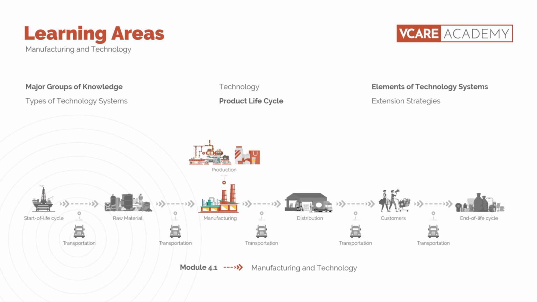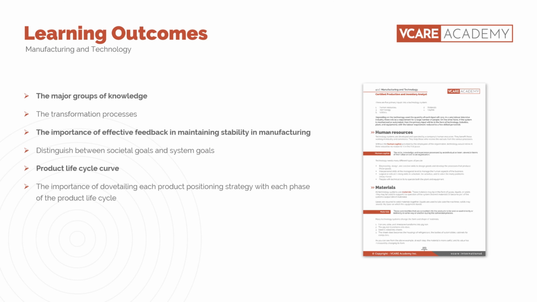The learning outcomes for this particular module are major groups of knowledge and transformation processes; the importance of effective feedback in maintaining stability in manufacturing; distinguishing between societal goals and system goals; the product life cycle curve; and the importance of dovetailing each product positioning strategy with each phase of the product life cycle. The conceptual framework in this module.